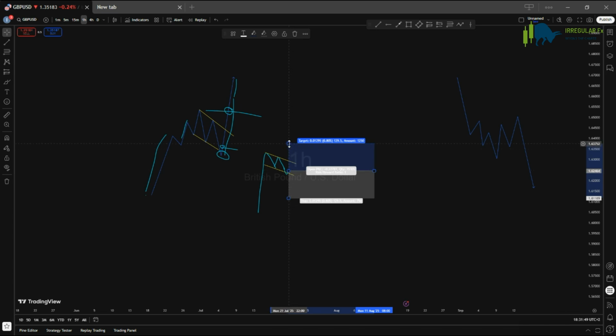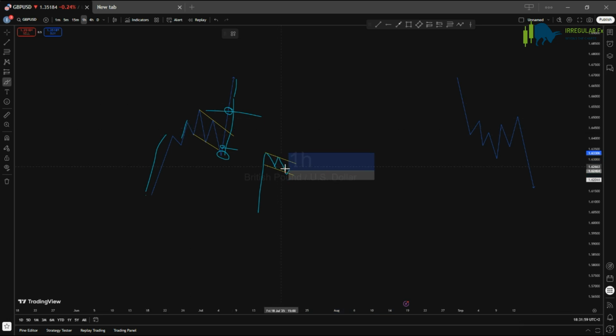Then you aim for what? You aim for 90%, which is somewhere around here. Then you aim for 90%, then catch the rest of the move. So yes guys, this is how you identify your bullish continuation pattern, also known as the bullish flag. I will show you on the real chart. This is just a demonstration.